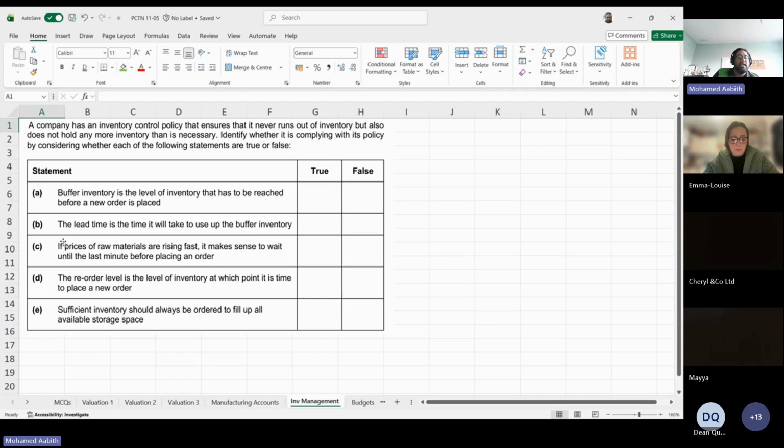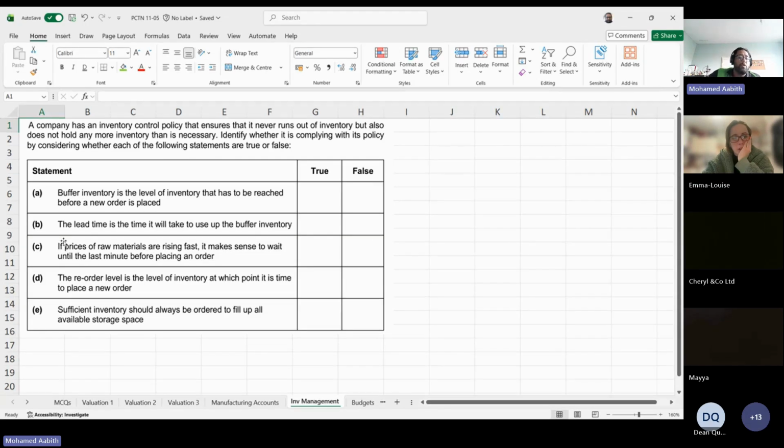What is the next one? Lead time is the time it will take to use up the buffer inventory. It is not. You don't want to use up the buffer inventory. It is the time it takes for you to get your order delivered to you from the time of ordering. So that is your lead time. So again, that statement is false.